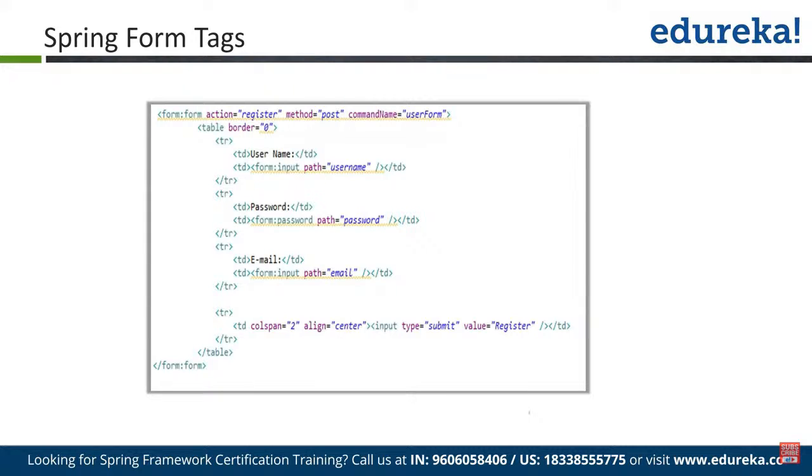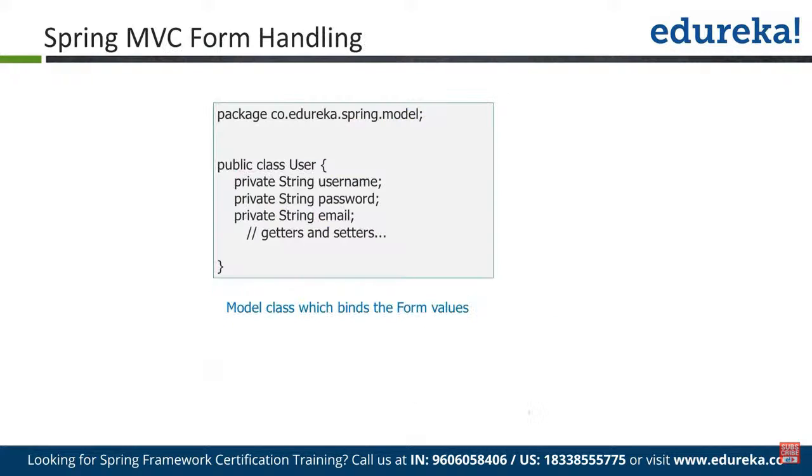Let's see how it is used, then create an application out of it. In the form tag, what should be the action? Method post, command name userForm, and then you can have input with a path. This is the path we use to map with the command, and the command should be your bean or a form. Let's say path equals username, path equals password, path equals email. Similarly, we need to create a model for that with the getters and setters, and then using the model attribute, we can map it with the user. So let's see the code first.